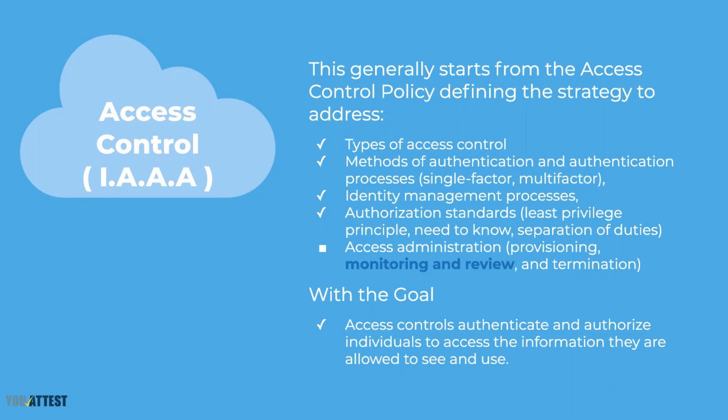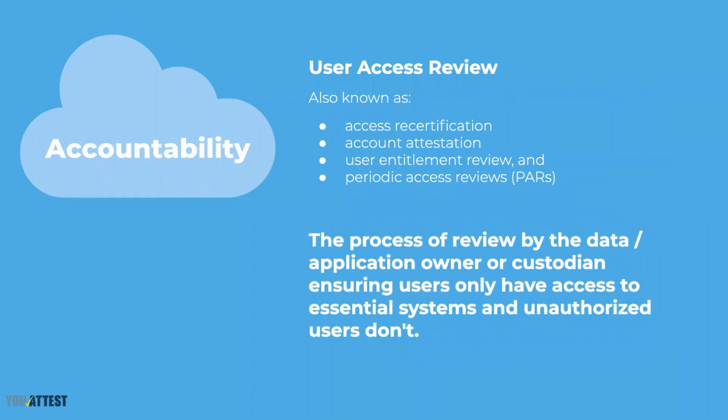So, next slide, sorry. So, user access review. This can also be known as account attestation, access recertification, user entitlement review, or periodic access review. It's the process of review by the data or application owner or custodian, ensuring employees and or users only have access to essential systems and unauthorized employees or users do not. It's very straightforward, not a difficult concept, of course, but it's an important topic. So let's talk about the next slide.